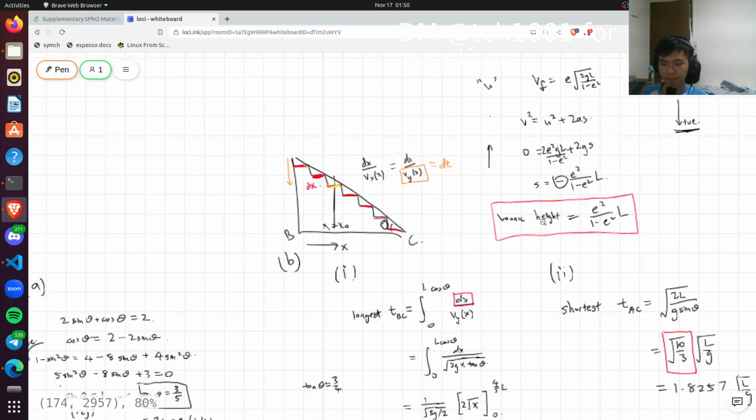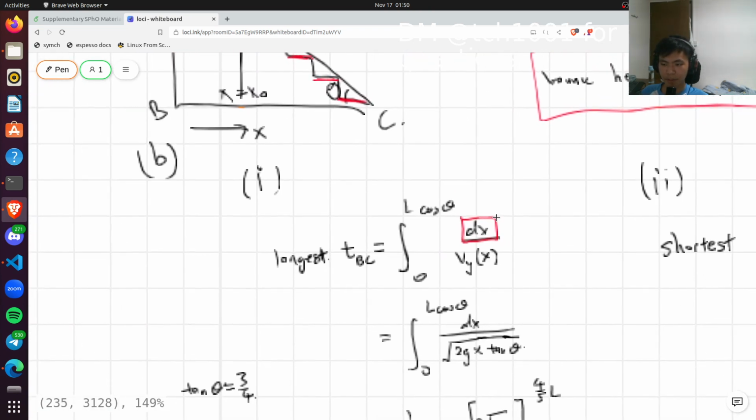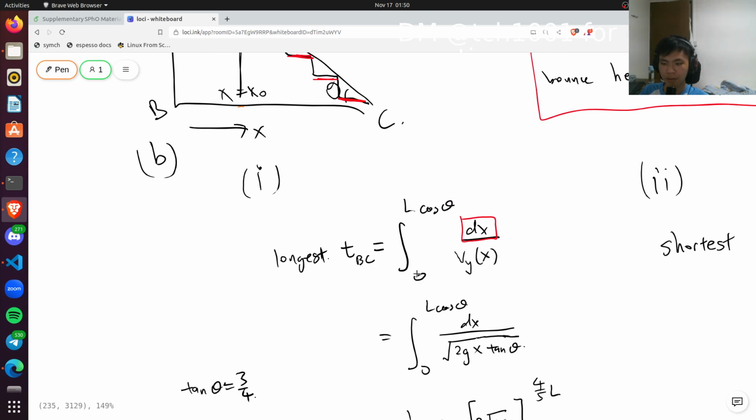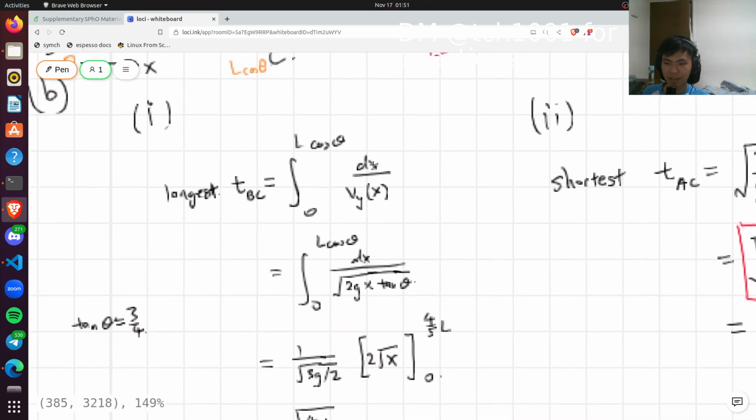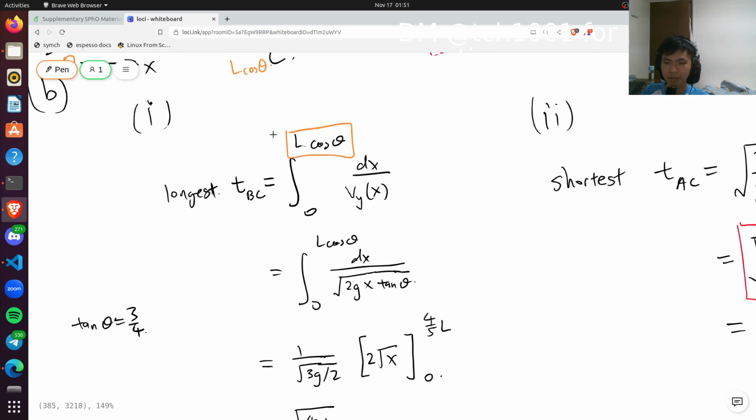Okay, and so if we integrate from x equals 0 to x equals L cosine theta, of dx over Vy(x), we're going to get the time taken. The reason why we chose bounds of L cosine theta is because these are coordinates. We're integrating over the variable x, and hence the two endpoints of the integration need to be coordinates for x. It needs to be x values for x.